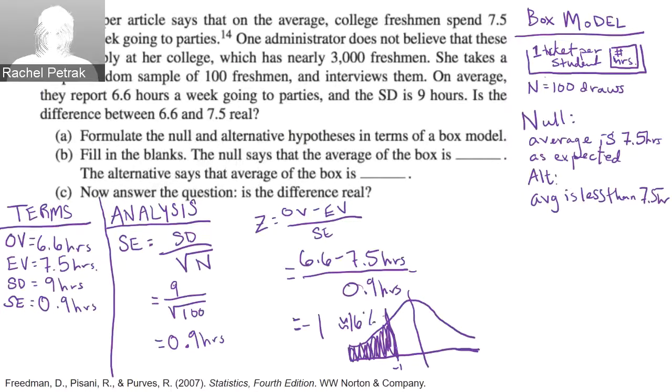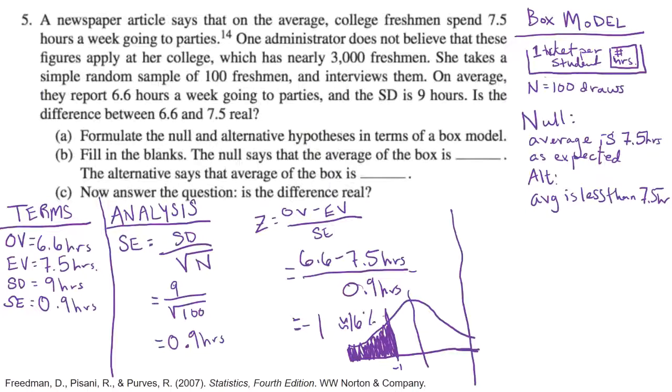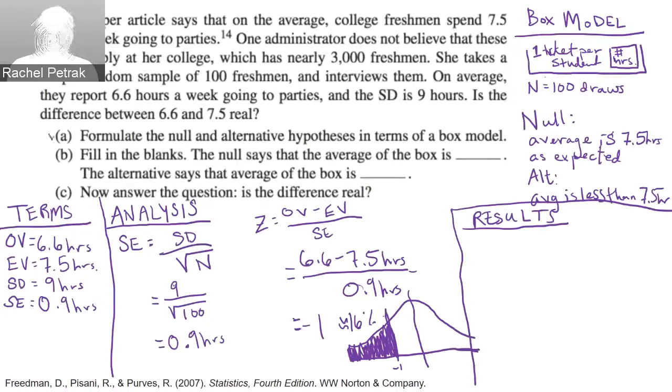Remember, the p-value tells us the probability of getting a score that is at that value or more extreme. So we formulated our null and alternative hypotheses in terms of a box model. Fill in the blanks. The null says that the average of the box is 7.5. The alternative says the average is less than. And is the difference real? What do you think out there? Is this difference real? Or is this difference due to chance variation?